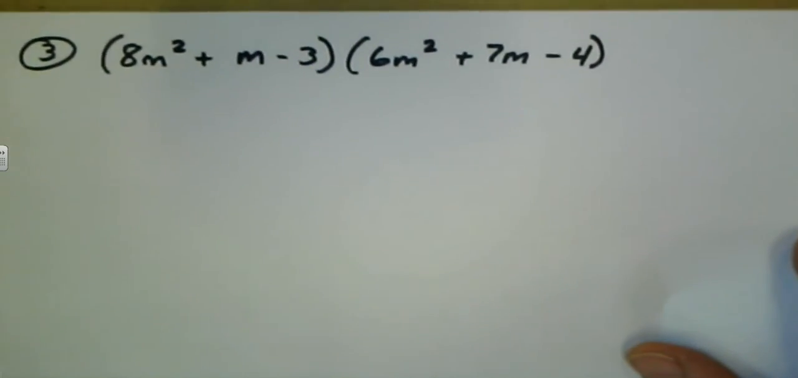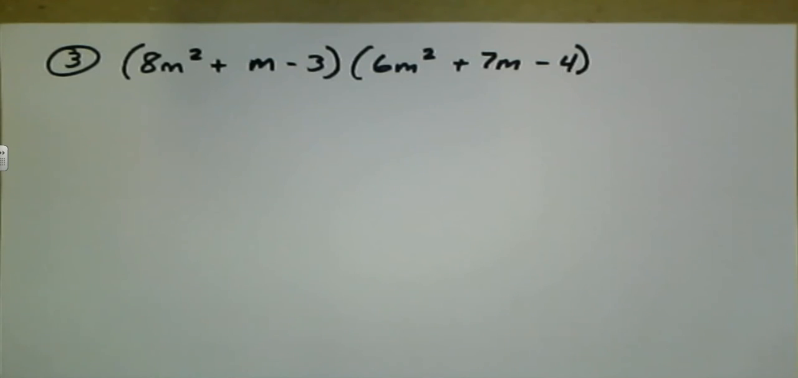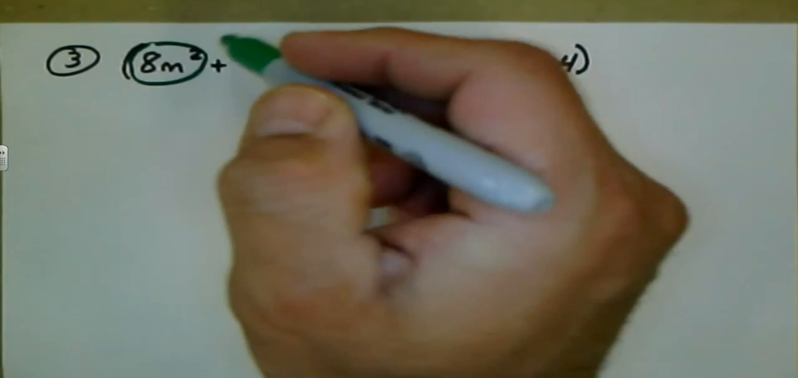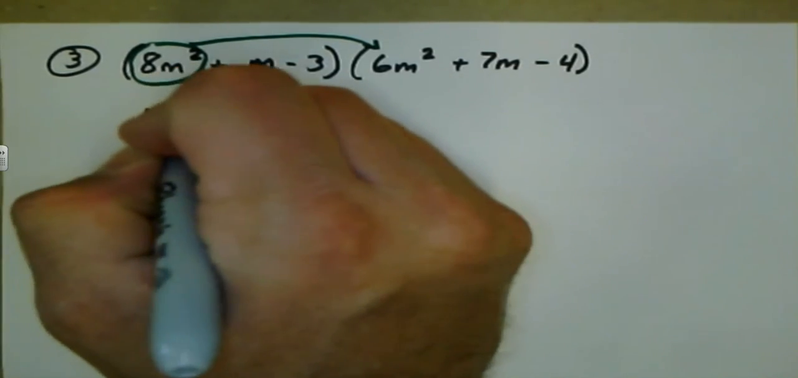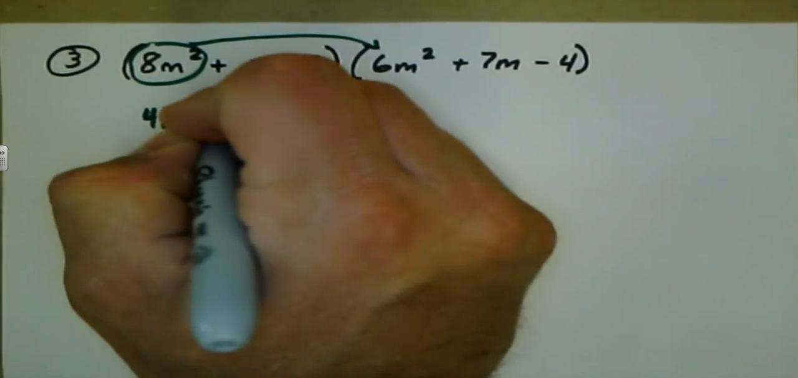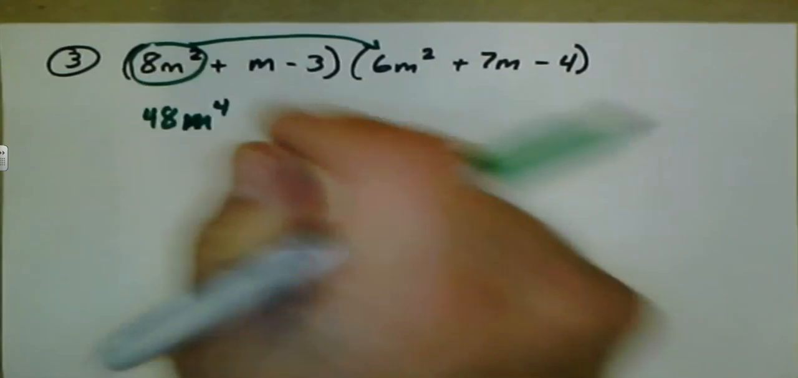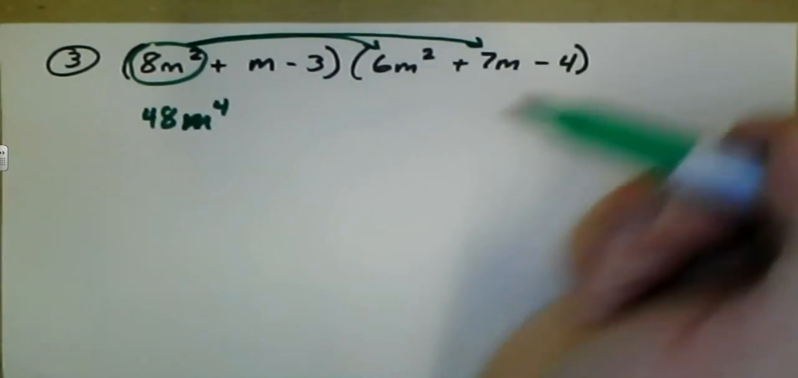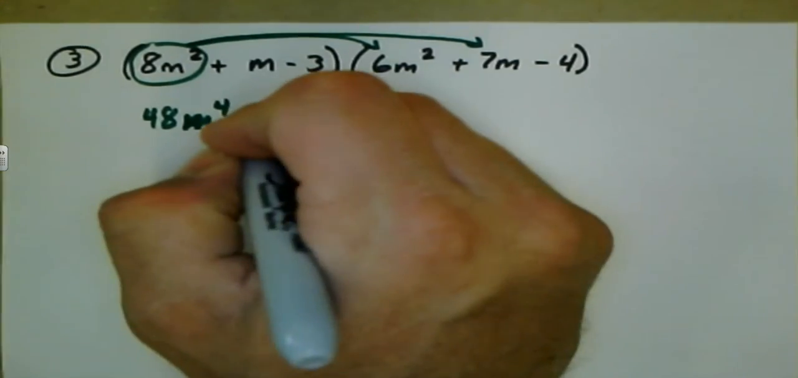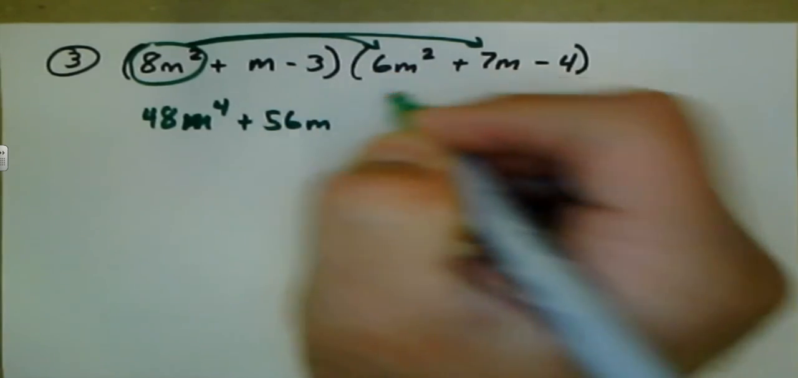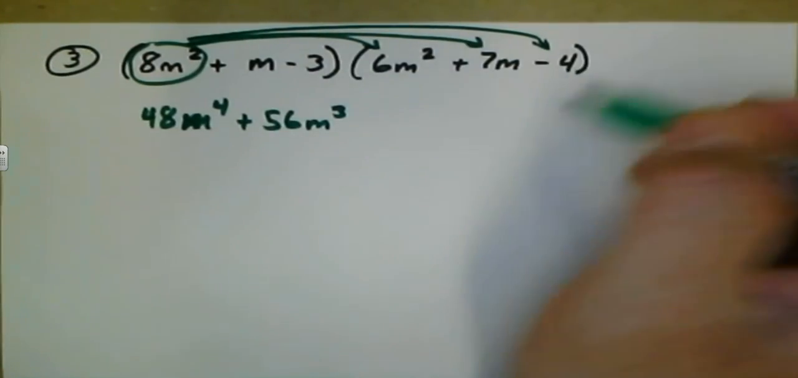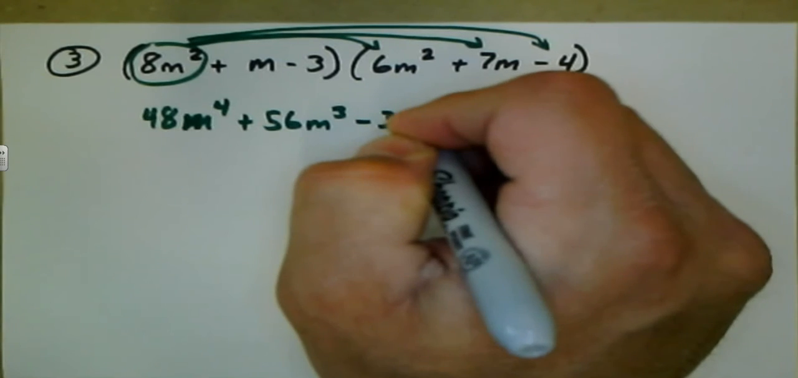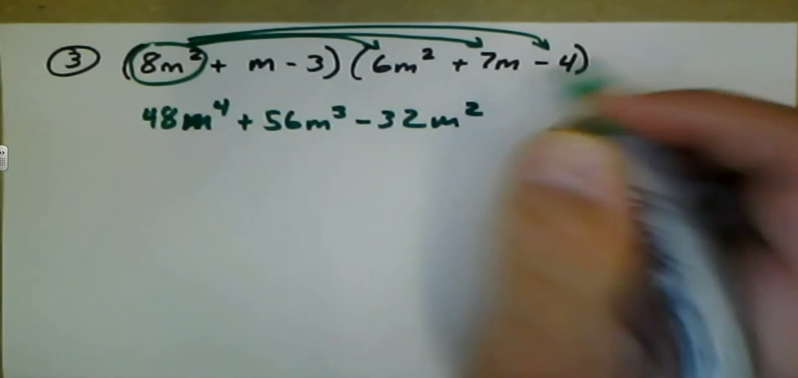This video is probably going to be a little longer than I want it to be, but here's what it is. I need to move. All right. 8 times 6, 48, m to the 4th, 2 and 2. 7 times 8, 56, m to the 3rd. And 8 times negative 4, negative 32, m to the 2nd.